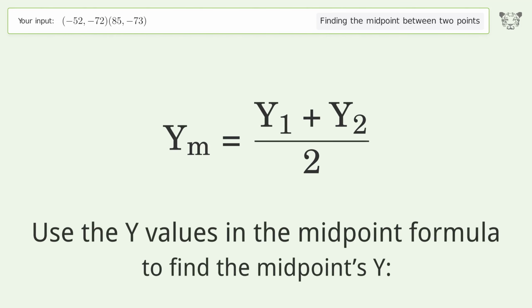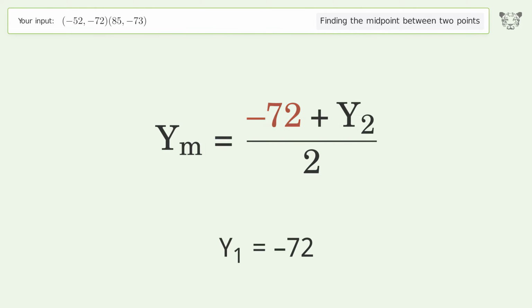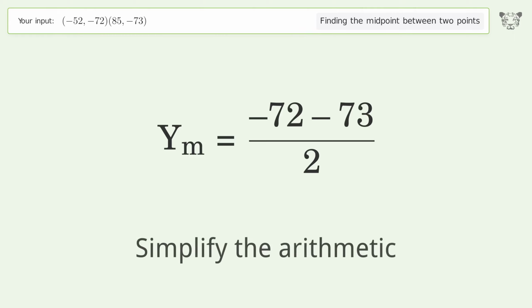Use the y values in the midpoint formula to find the midpoints y. y1 equals negative 72. y2 equals negative 73. Simplify the arithmetic.